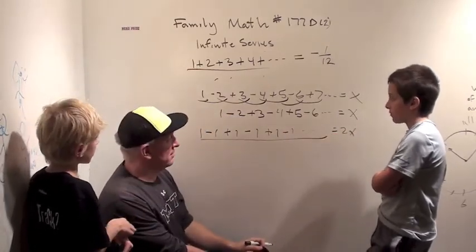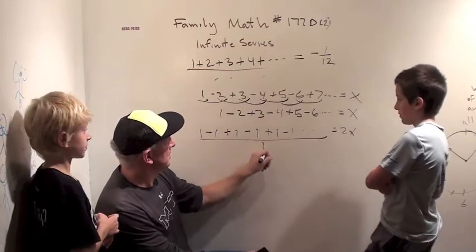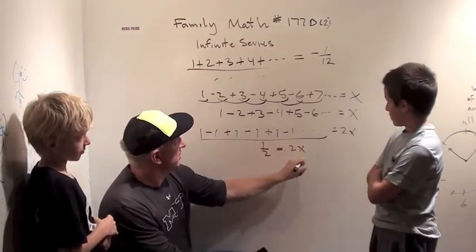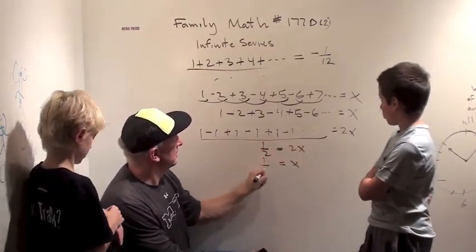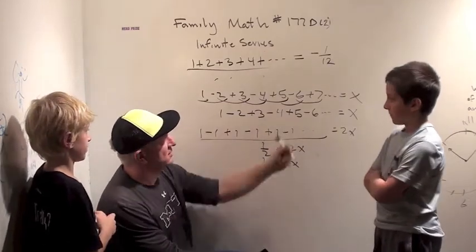This is the series we just talked about. What did that add up to? That added up to half. So 2x equals a half, so x equals a fourth. So this series adds up to a fourth.